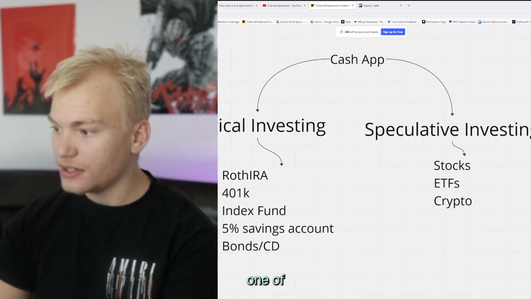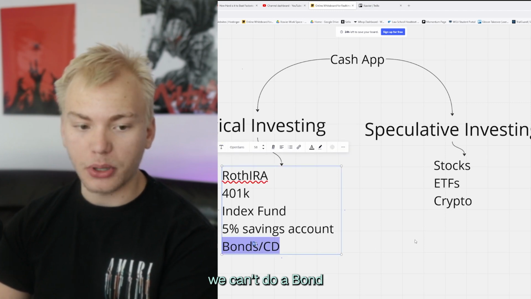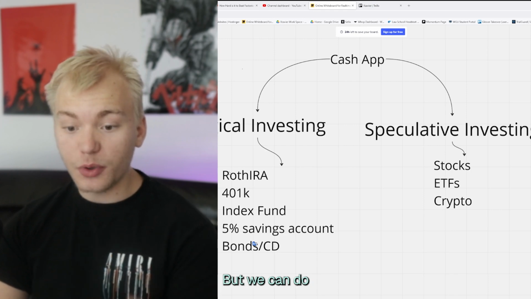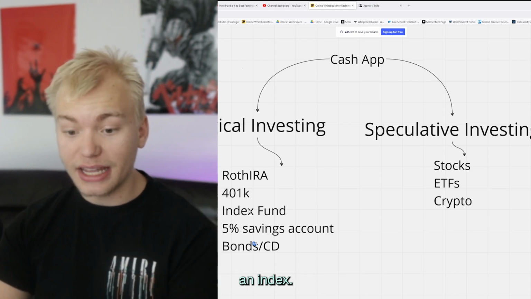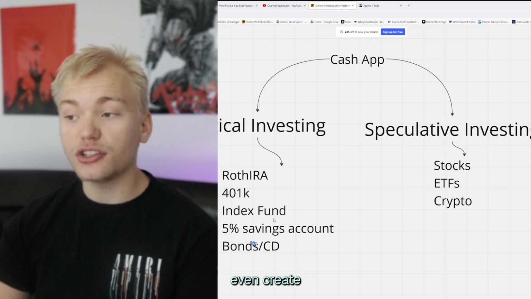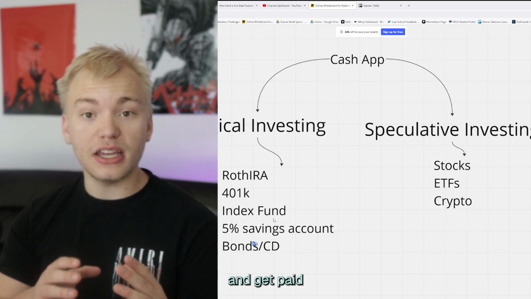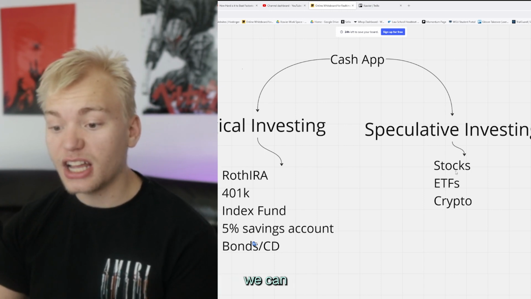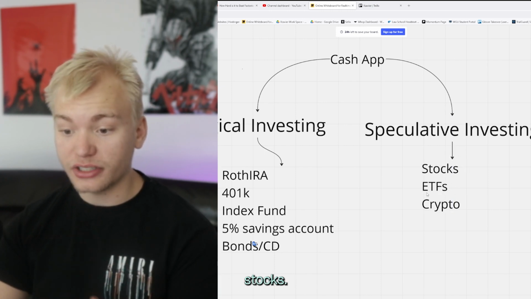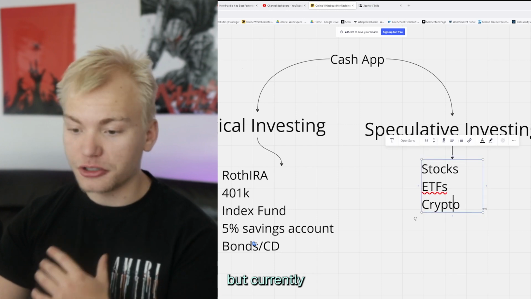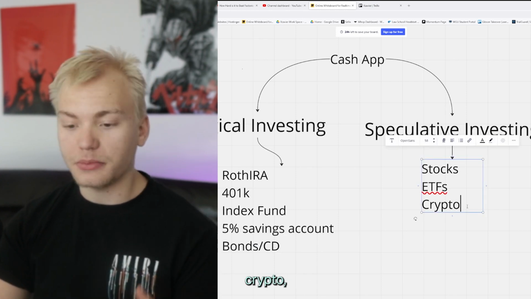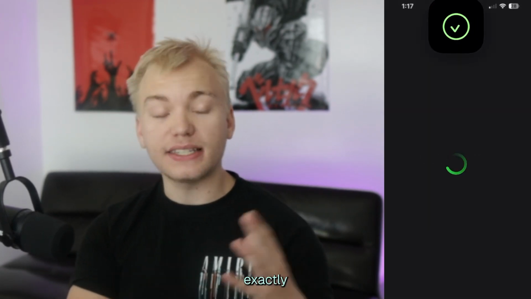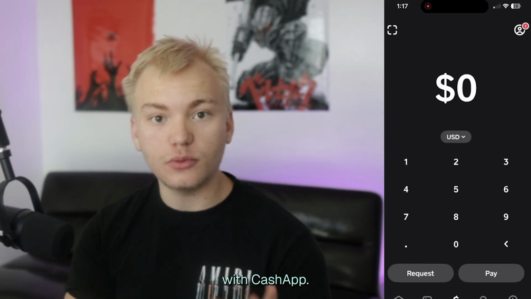We can't do every single one of the things here in CashApp. For example, we can't do a bond or a CD. You have to do a bond with the government and you have to do a CD with your bank. But we can do everything else here, including a Roth, an index, and a savings account. We could also even create dividend accounts and get paid consistent monthly dividends off of our accounts. But at the same time, we can also do speculative investing, including stocks, ETF, and crypto, but currently only right now Bitcoin. If you guys want to invest in other crypto, I'd recommend Coinbase. Now, let's actually get on to CashApp and let me show you exactly how to invest into stocks with CashApp.